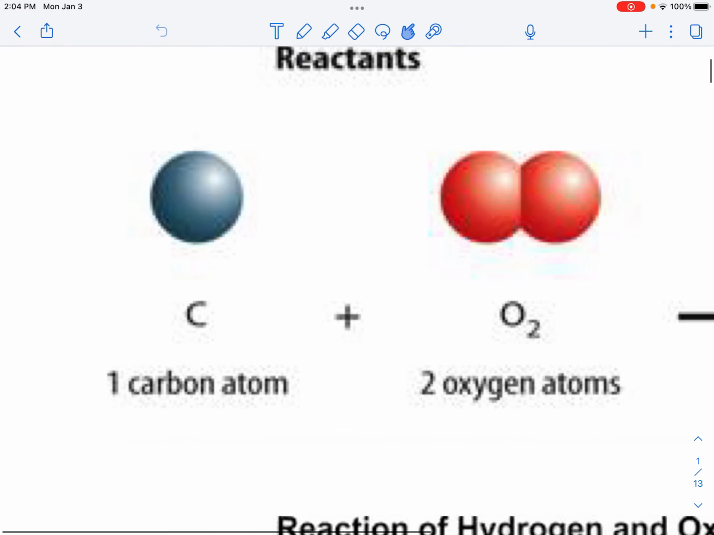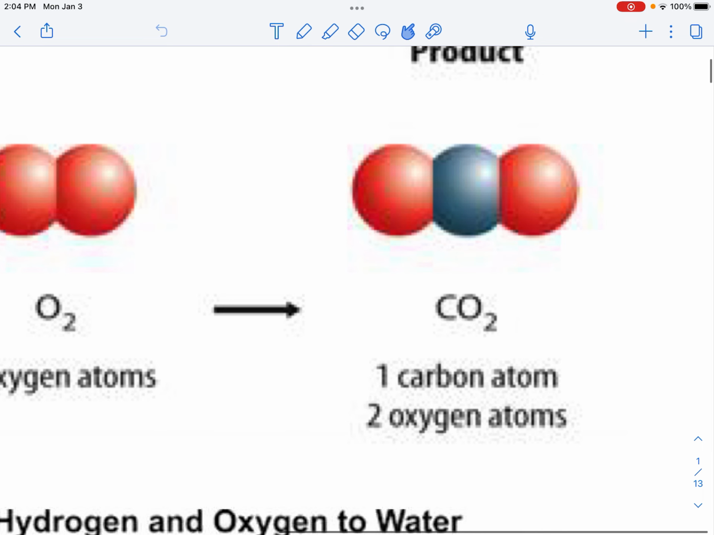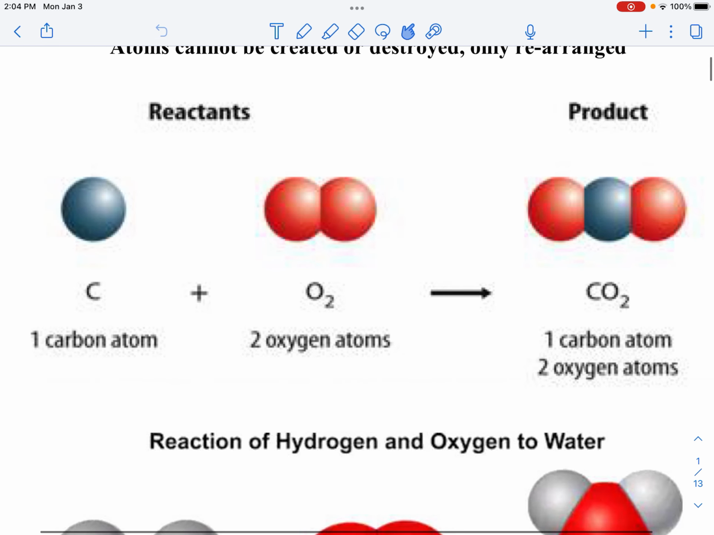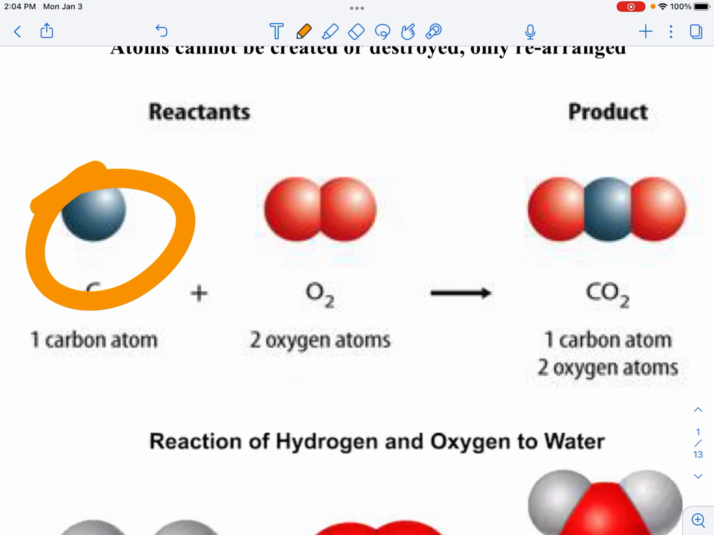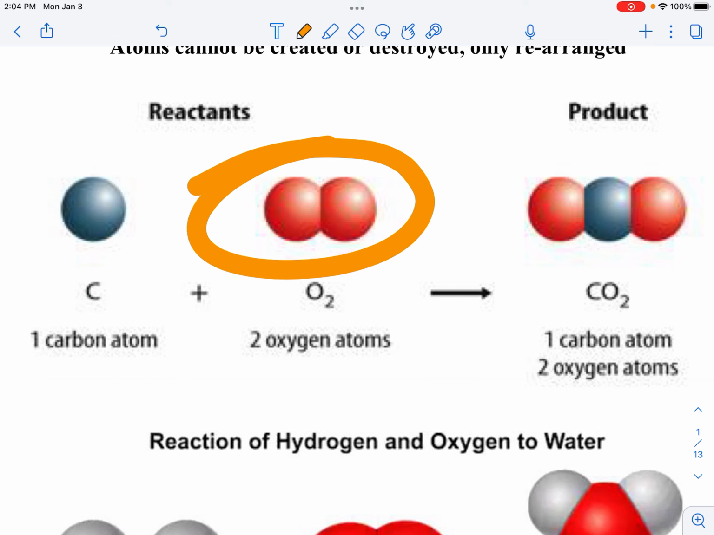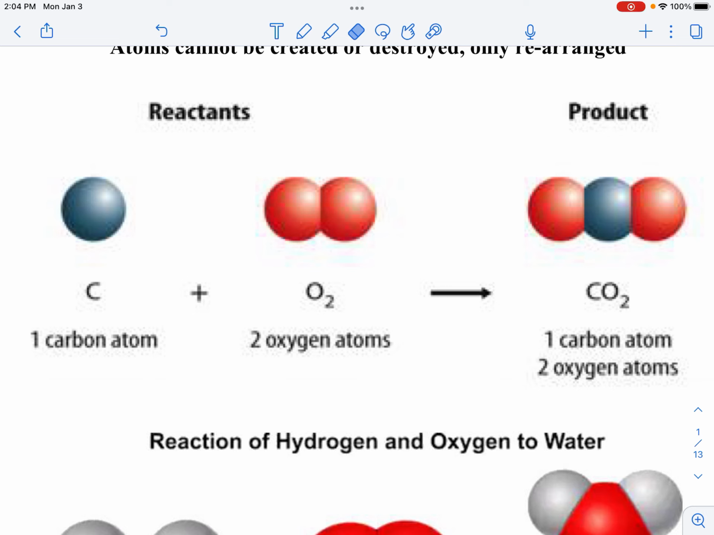So if you were to start with a carbon and two oxygens, you can combine them to create carbon dioxide. Please be aware that on the left-hand side we've got one carbon, and on the right-hand side we've got one carbon. On the left-hand side we've got two oxygens, and on the right-hand side we've got two oxygens. So we really haven't changed the number of atoms. We've simply smushed them together. That's a chemical reaction. Carbon on the left, carbon on the right, oxygen on the left, oxygen on the right. The same atoms are there, they're just rearranged.